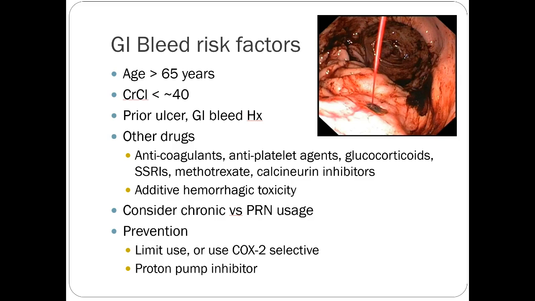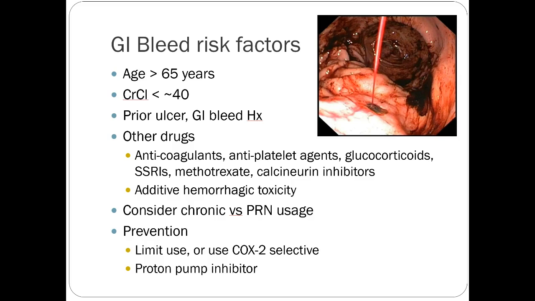Consider chronic versus PRN usage. Somebody who takes ibuprofen once a month for a headache has virtually no risk of a GI bleed. Somebody who takes it 3-4 times a day for osteoarthritis has a much higher risk. So think about how often you're using it, and also the dose, which I'll talk about in a second. There's some interesting literature out there on dosage and where to stop and how high you go with these drugs.